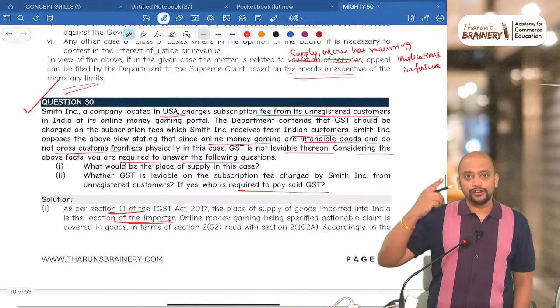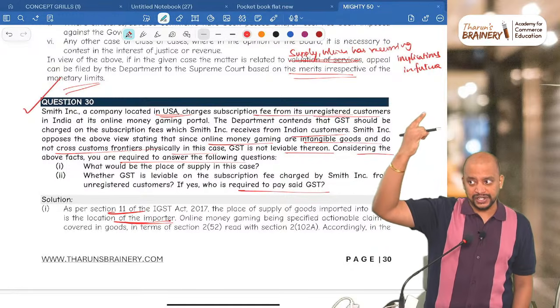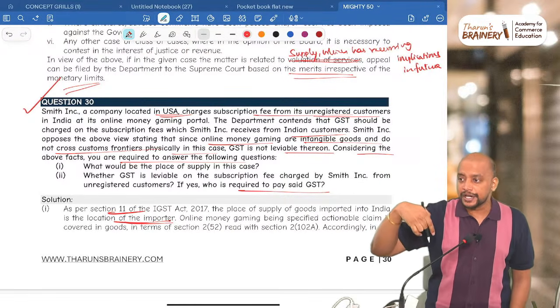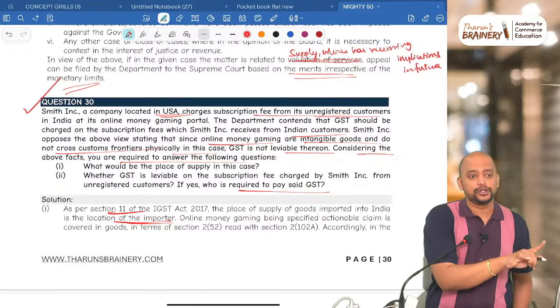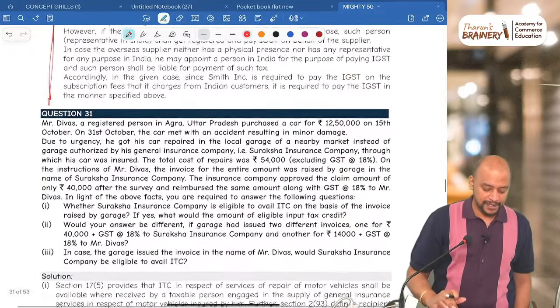So related to 14A, either we may get a question related to returns or related to the registration requirement and connecting to place of supply, online money gaming.